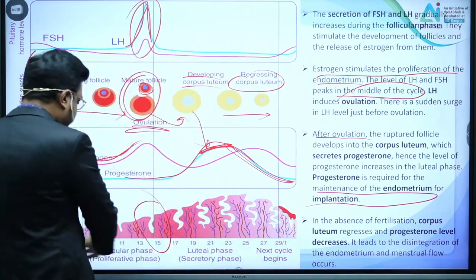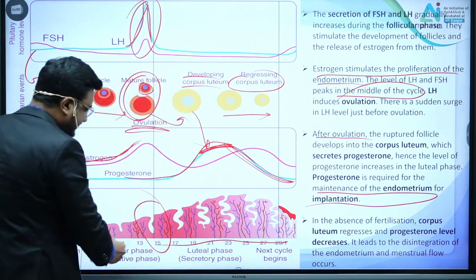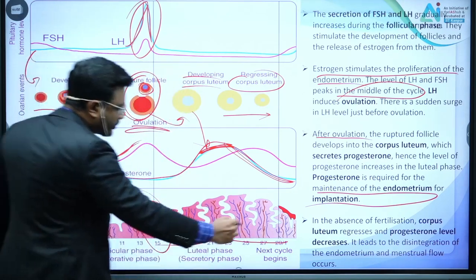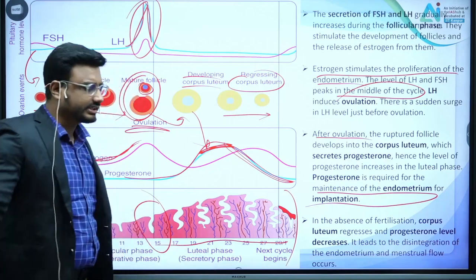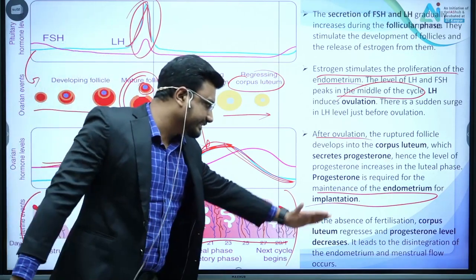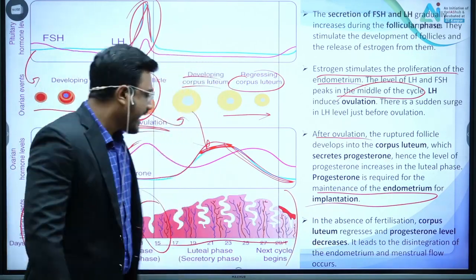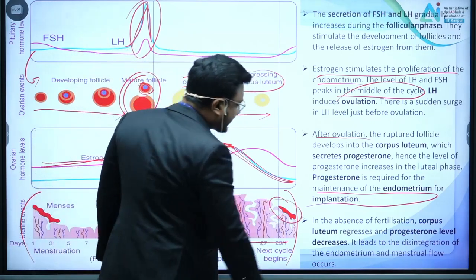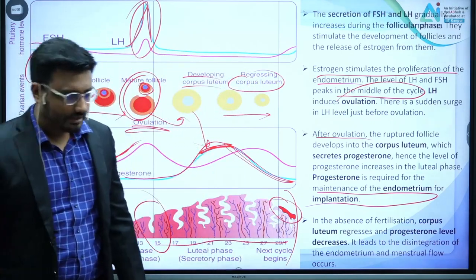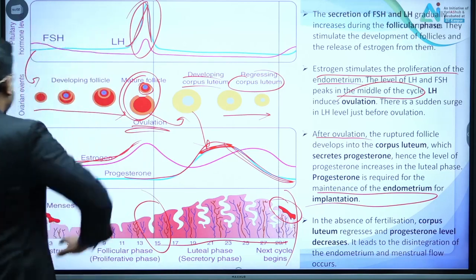Here we have the uterine events. This graph shows the uterine lining events, that is the endometrium. It leads to the disintegration of the endometrium, and thus menstrual flow occurs again. So now let's move on to the next concept.